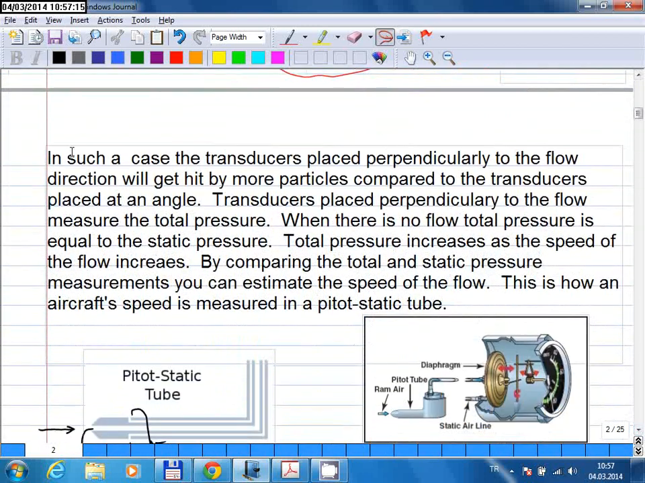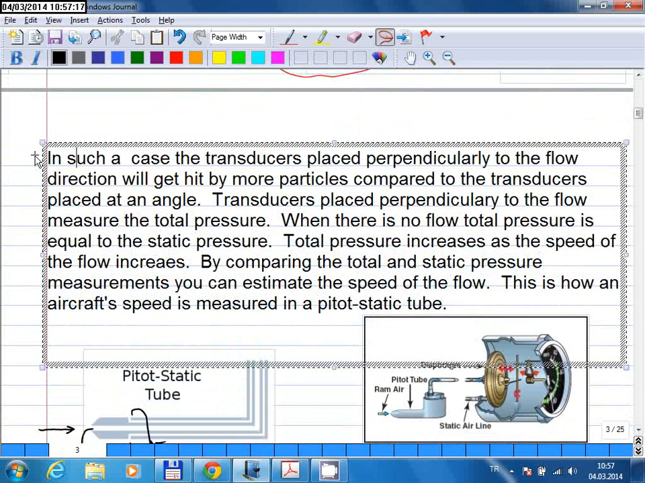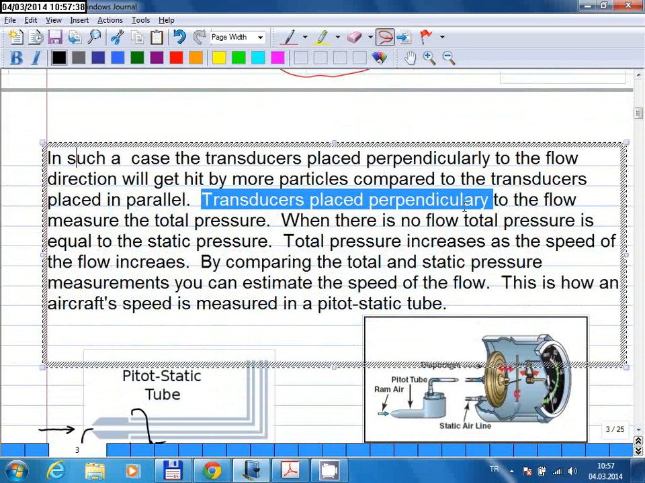Okay, so let's read through this. In such a case, the transducers placed perpendicular to the flow direction will get hit by more particles compared to the transducers placed in parallel. Transducers placed perpendicular to the flow measure the total pressure.